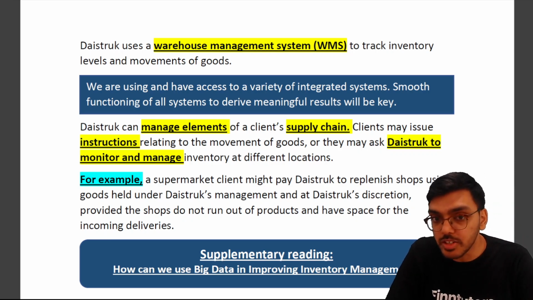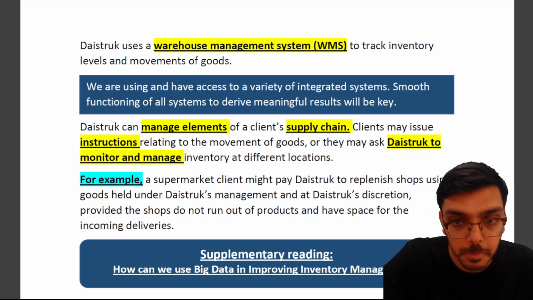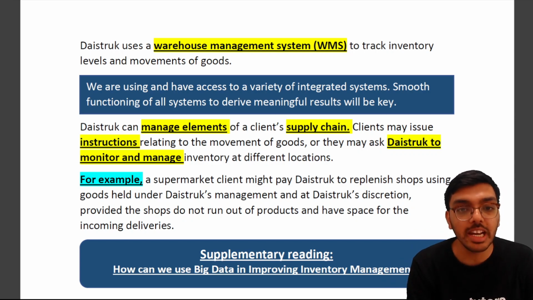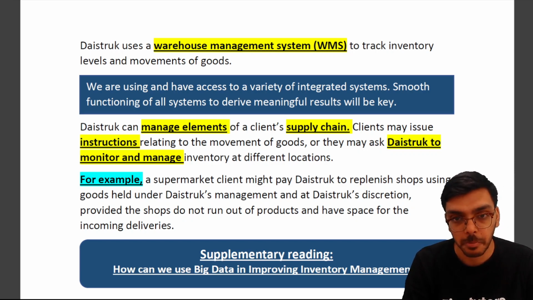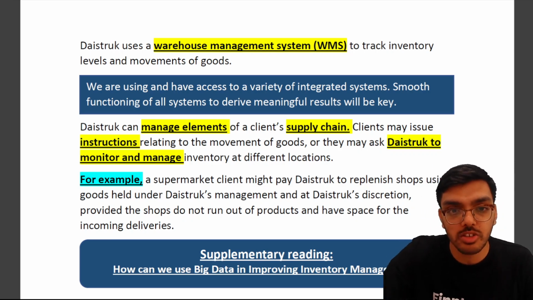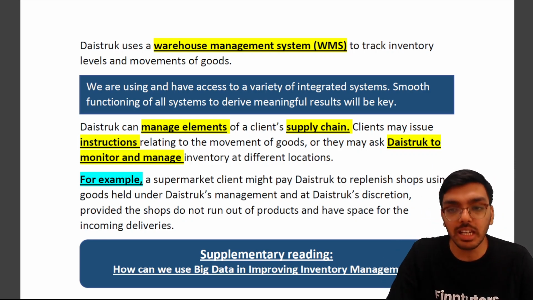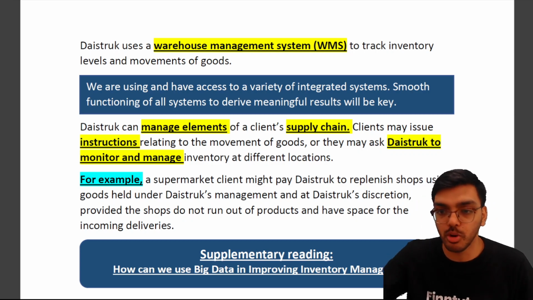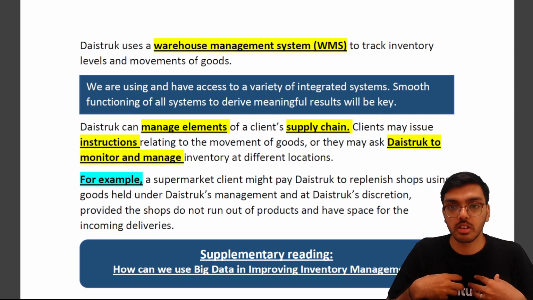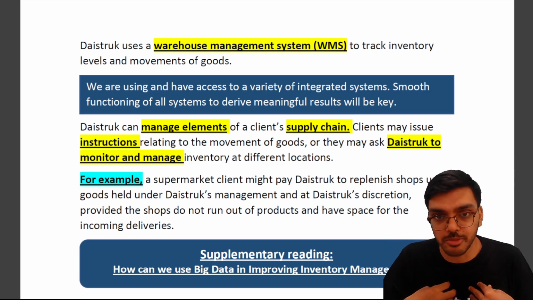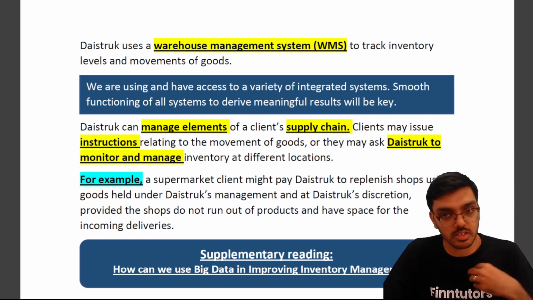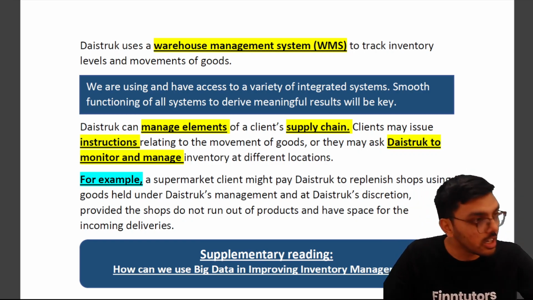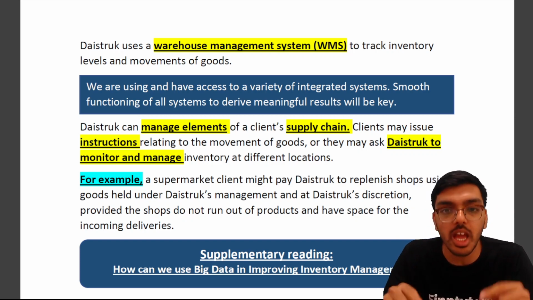Daistruk can manage elements of a client's supply chain. Clients may issue instructions relating to the movement of goods, or they may ask Daistruk to monitor and manage inventory at different locations. So they can give us the contract to manage one part of the supply chain where they tell us, okay, now you pick it up from here and put it over here. Or they can ask us, because of our inventory management service, because of the way we use our warehouse management service, that okay, you monitor and you manage the inventory because you are the expert.